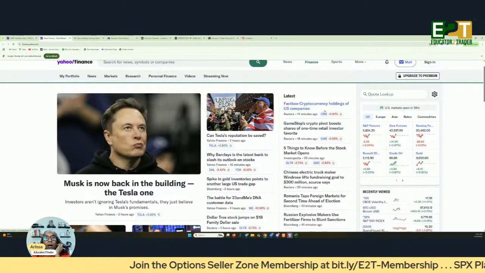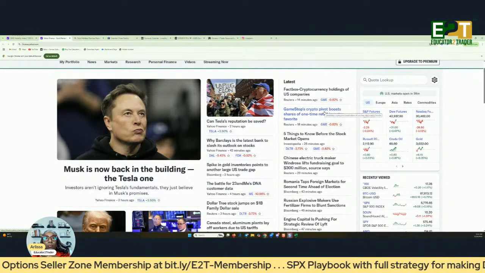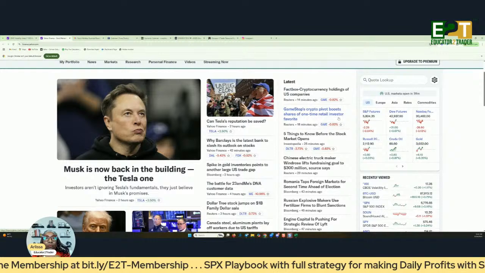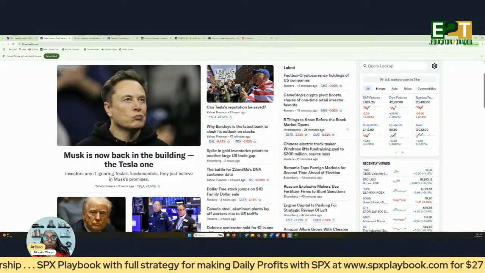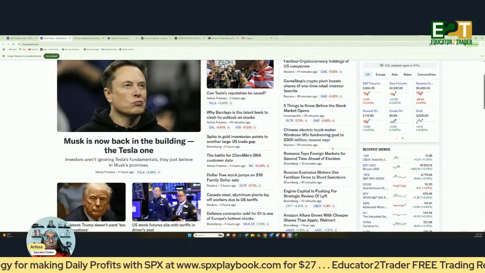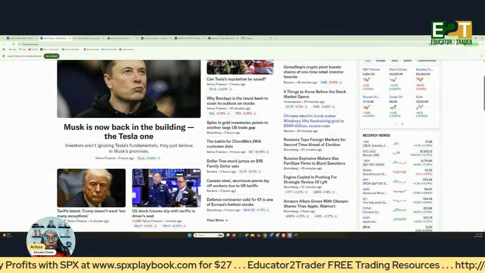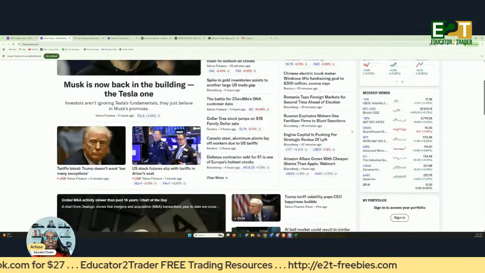Okay. Cryptocurrencies holding U.S. companies. GameStop's crypto pivot boosts shares of one-time retail investor, because GameStop, I thought GameStop was going under a few years back, and now they're holding steady. Chinese electric truck maker Windrose lifts fundraising goals to $300 million.